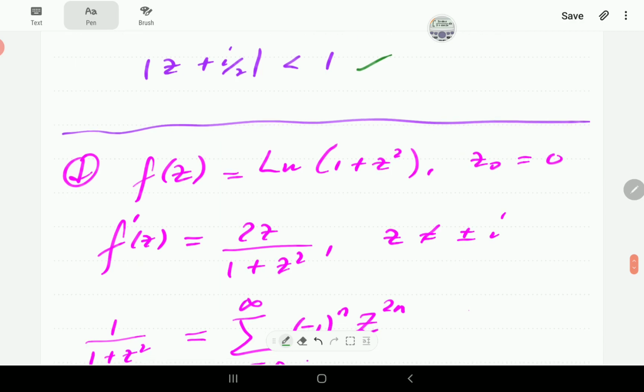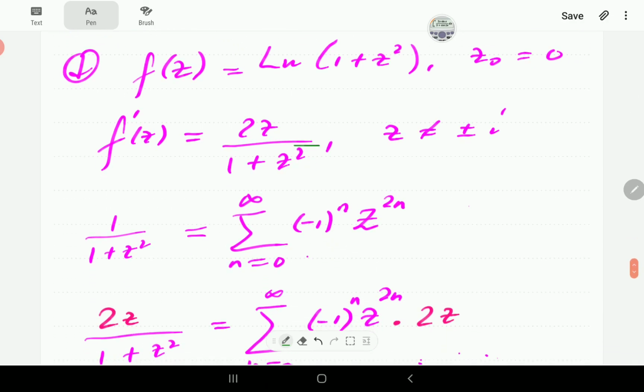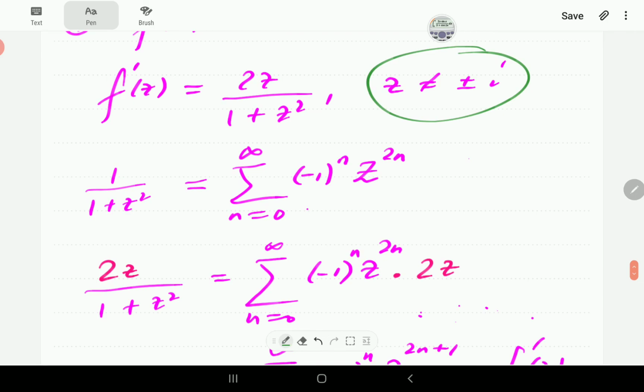All right, for D, if we differentiate this once, we get this. At this point, you see that if you try repeated differentiation here, it's going to be a problem. But straight away, we notice that again, the denominator is going to be 0 when z is plus or minus i. So these are our two singularities. Then we have seen that using the geometric series, we can write in summation form like that.